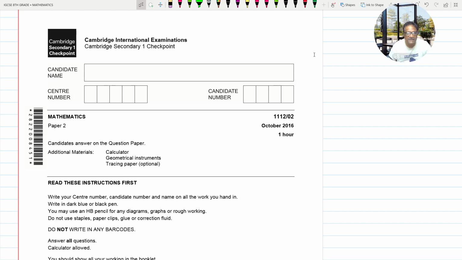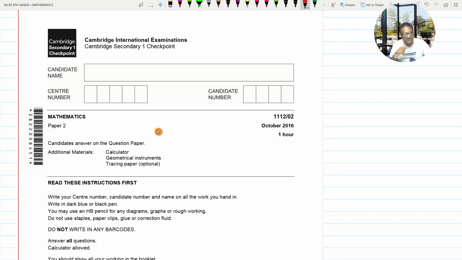In today's video we are going to solve another checkpoint paper, and this is for the Cambridge International Examinations checkpoint. This is for secondary one checkpoint, and this is paper number 111202. This is the mathematics paper 2, and this is from the year October 2016. Mind you, this is paper 2. The earlier one that I have solved for you was paper 1.